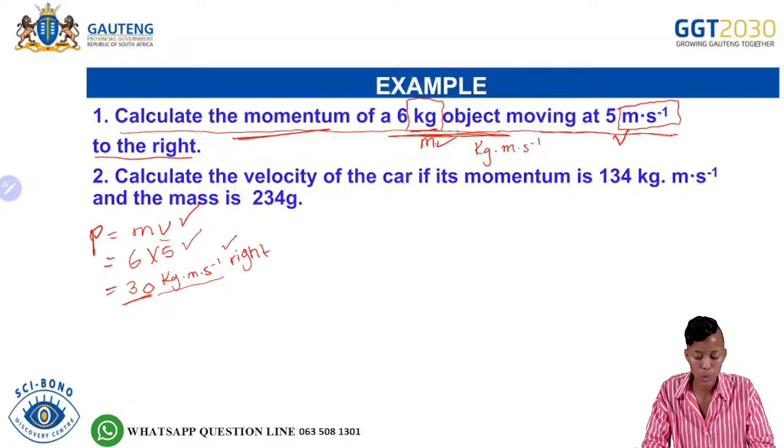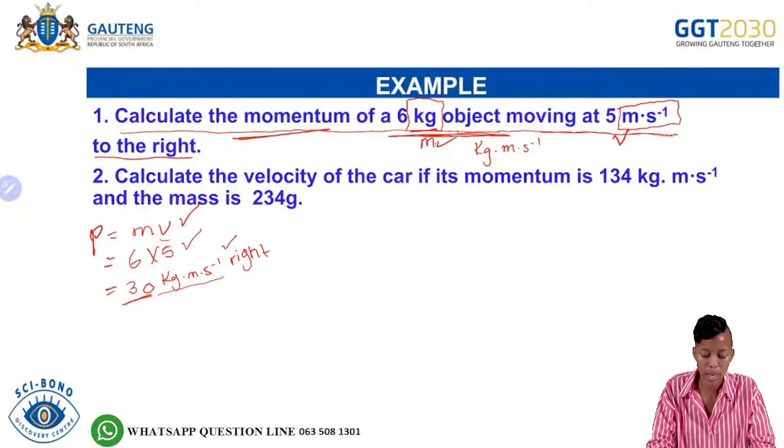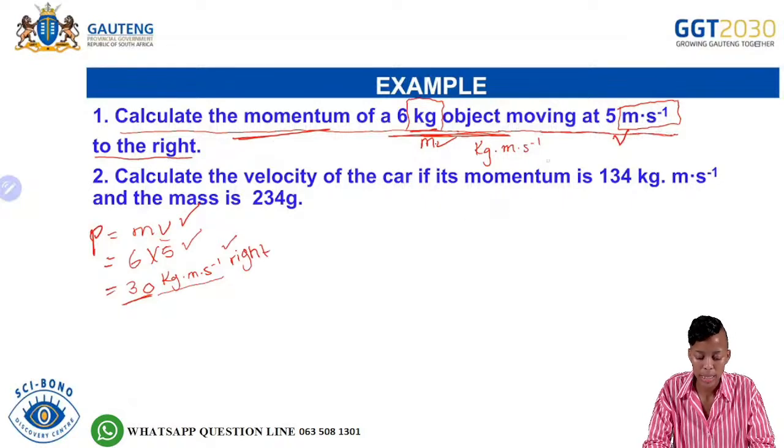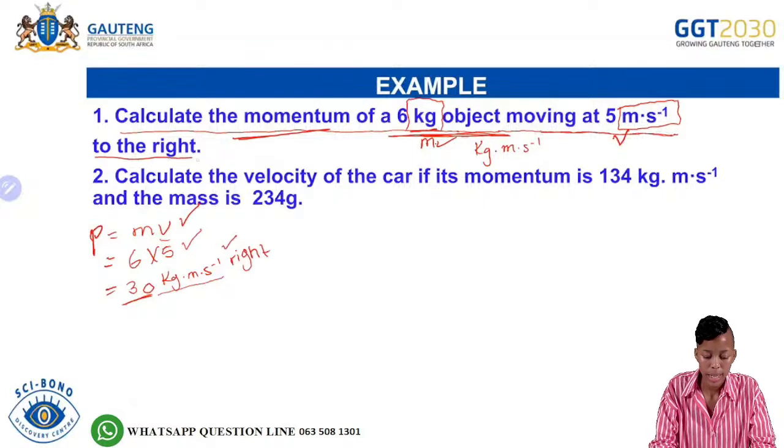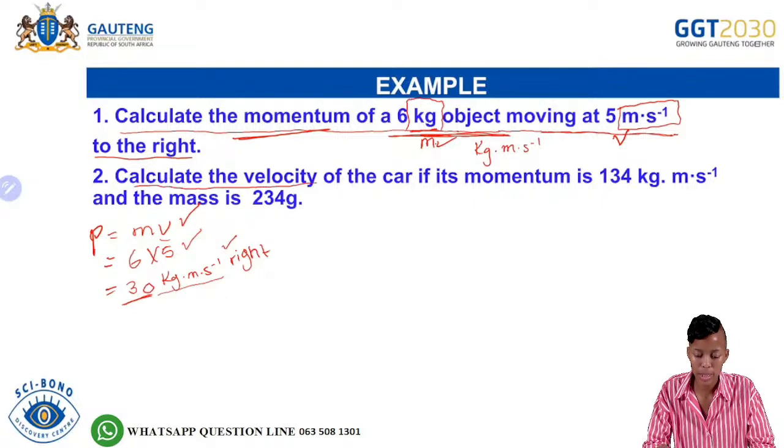Okay, so for number 2 there, it says calculate the velocity of the car if its momentum is 134 kilograms meters per second, and the mass is 234 grams. Okay, so let us collect the data there. The first thing that we see there is that we need to calculate the velocity.